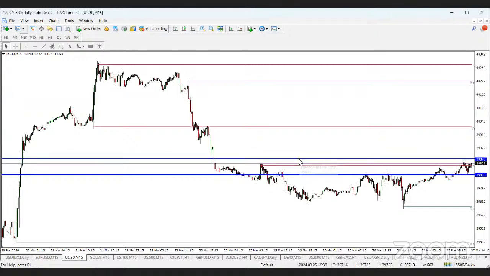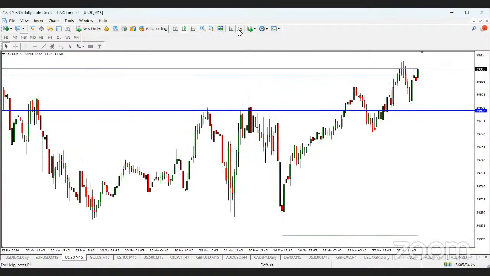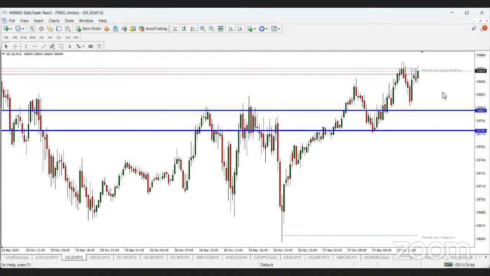So my buy for US 30 could be at around 39,870. I can buy US 30 once it breaks into 39,870, and I think I could buy till at least 39,950. So that's what I will do. Now for my sell, I will consider selling from 39,800, and I could sell from 39,800 till around 39,780.